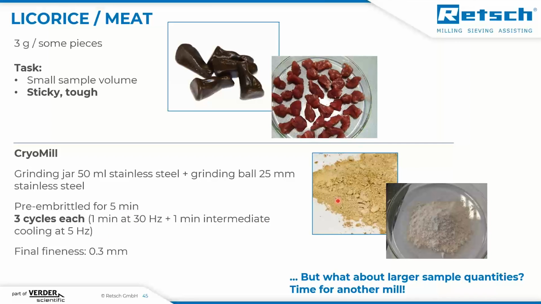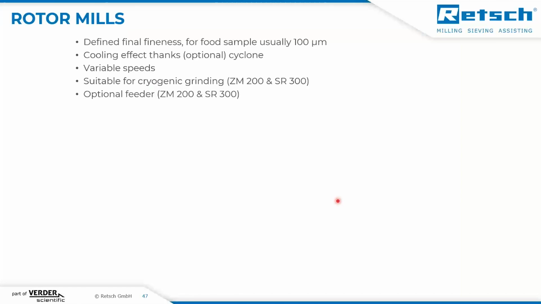What about larger sample quantities? Then it's time to talk about another type of mill, rotomills. Here, rotomills, we are working with a defined final fineness. For food, we're talking about around 100 microns, which can be achieved. We can cool the sample thanks to an optional cyclone. We can use variable speeds. It's suitable for cryogenic grinding, at least two of the mills I'd like to introduce. And we can work with an optional feeding system for the ZM200 and the SR300.